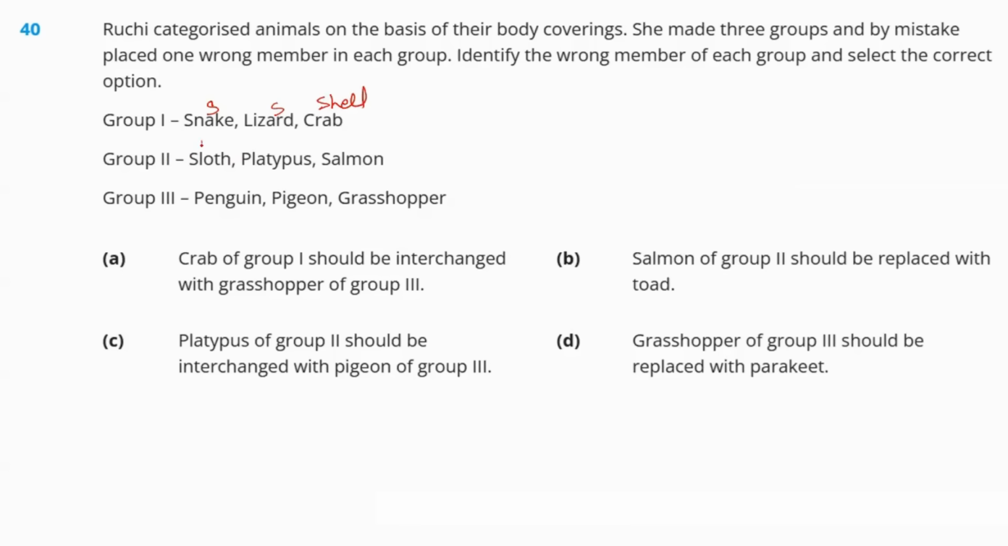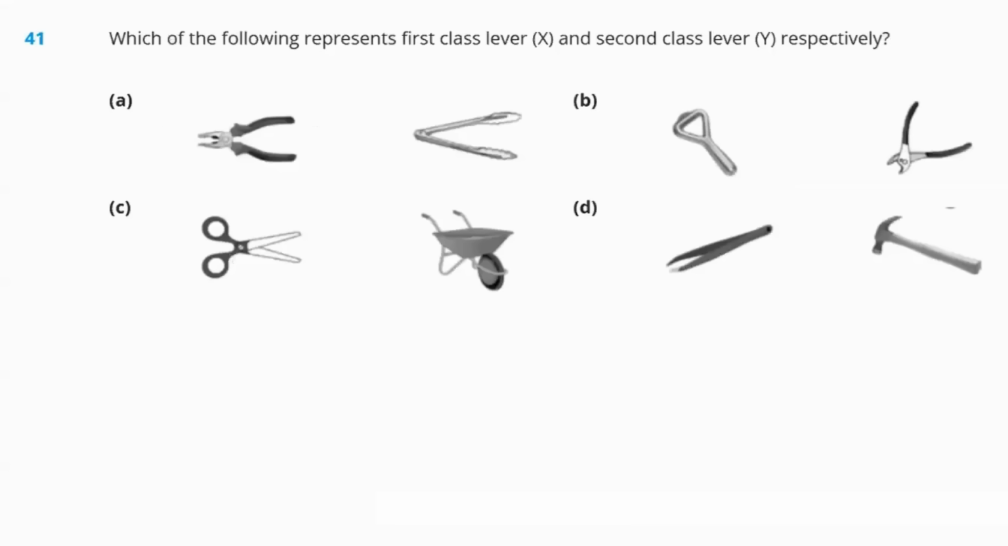Sloth is fur, platypus is fur, salmon is scales. Penguin, feather, pigeon, feather, grasshopper, chitin. So if we see here, grasshopper of group 3 should be replaced with the parakeet. Parakeets are of the parrot family. So if we put a parrot family member or parakeet here, it would be feather, feather, feather.